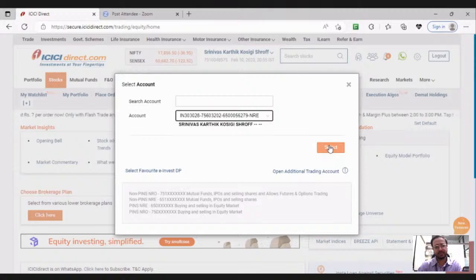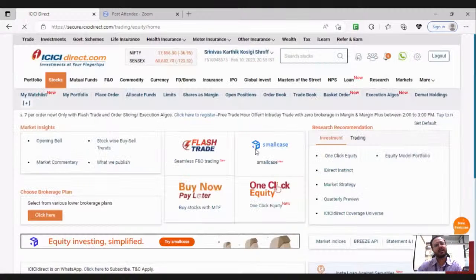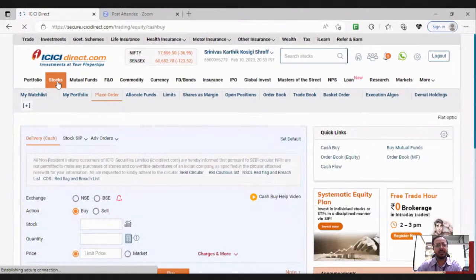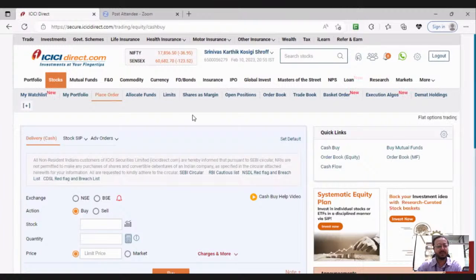Next thing that I want to do is allocate the funds from my linked bank account into the trading account before I place any orders. So I go to allocate funds. I see my linked bank balance over here. This is the linked bank account number. And wherever I wish to invest, please note currency and commodity is not enabled for NRIs, and even mutual fund is not enabled for NRIs in USA and Canada.